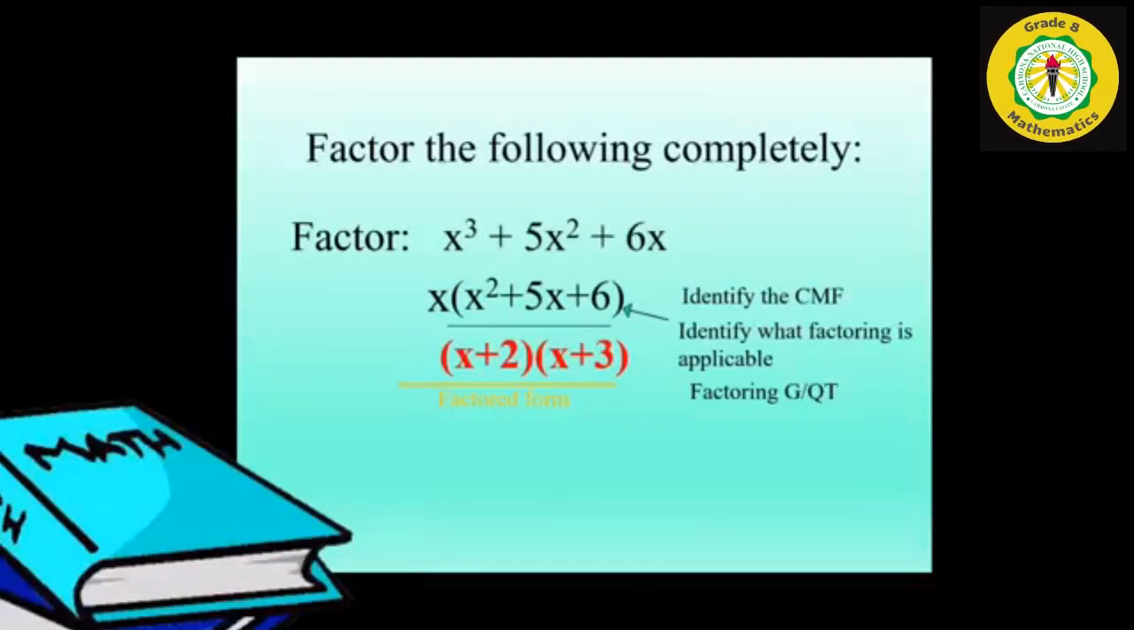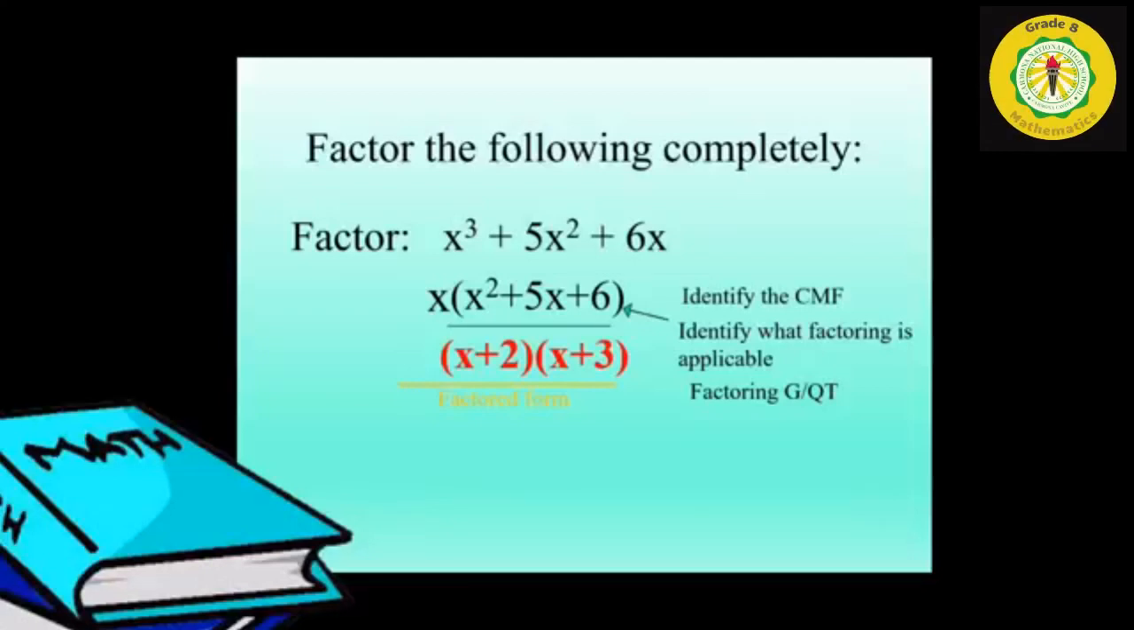For our second example, x cubed plus 5x squared plus 6x. So our first step is to factor a GCF. As you notice here, we have 3 terms and we have a GCF of x. So we come up with x times the quantity of x squared plus 5x plus 6. And then after that, as we can see here, we still have x squared plus 5x plus 6, which is still factorable. So we need to identify what factoring is applicable in this given expression. So we can use factoring general or quadratic trinomials.